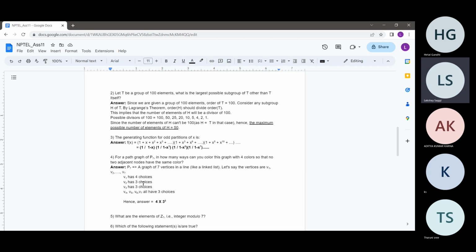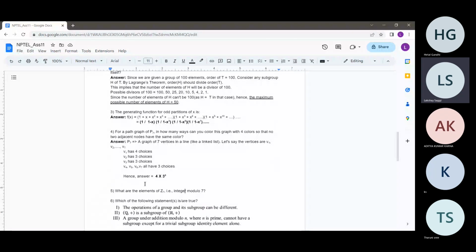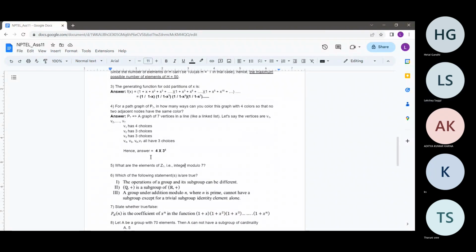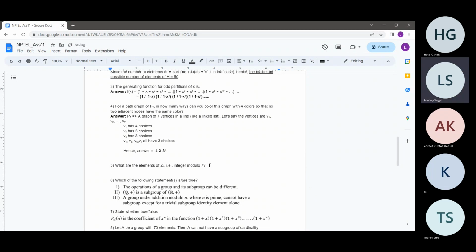Initially, we think that we haven't colored any vertex at all. Now we are starting to color them. That's why we can color V1 using any of these, and we color each next vertex using any of these except the one used by the previous vertex, and so on. This was the answer. So now let's come to the fifth question.